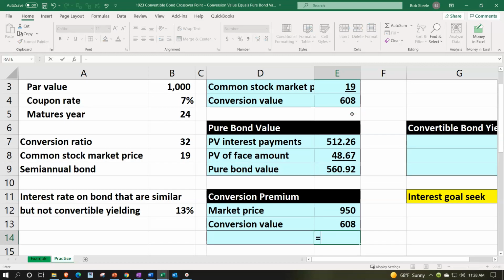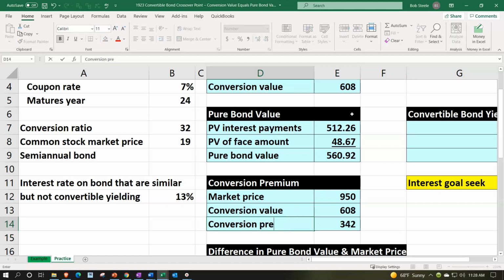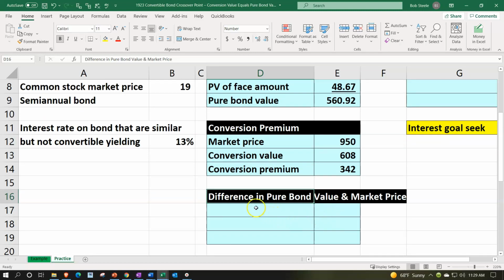Subtracting that out, the 950 minus the 608 means we're paying 342 over basically the conversion value of the stocks themselves, and that would be the conversion premium. Then we can do the same kind of thing with relation to the bonds here. We could say, what's the difference between the pure bond value and the market price?